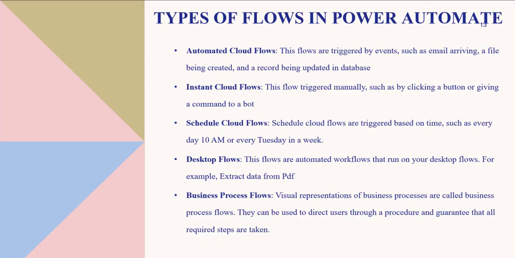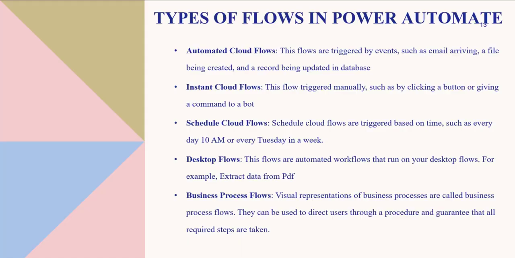Next, coming to the desktop flows. Desktop flows are automated workflows that run on your desktop computer. In the previous section, we already discussed Power Automate Desktop. We can connect our desktop flow to our cloud service, like I have shown you, in two ways: direct connectivity and the on-premises gateway. This desktop flow can be used to automate tasks that you normally do manually, such as opening an application, filling out forms, and moving files. Desktop flows are created using Power Automate Desktop, a separate application that is included with Power Automate.